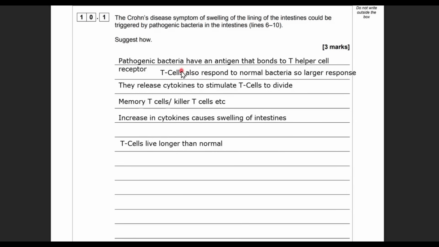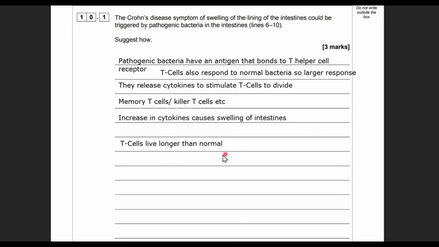Now, when T helper cells are activated, they release cytokines. So we're having a large release of cytokines. We were told in the passage before, lines 6 to 10, that cytokines cause swelling of the intestines. So that's going to get us a mark. When T cells divide, they make memory T cells and killer T cells. The mark scheme doesn't specifically say this, but this is just for your own understanding. So these T cells are using cytokines to stimulate other T cells to clone themselves and differentiate into memory T cells and killer T cells.